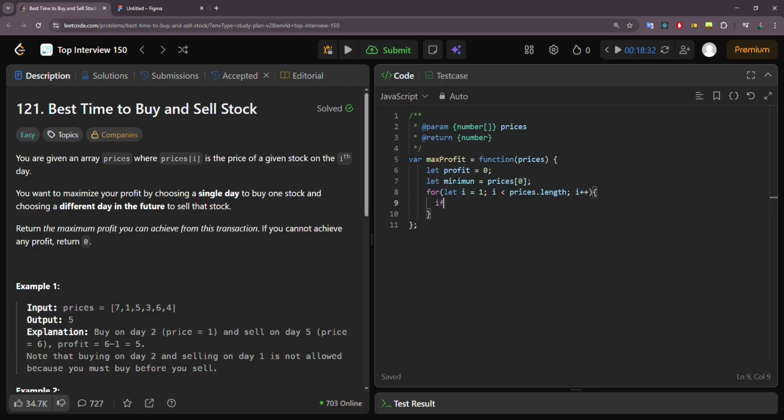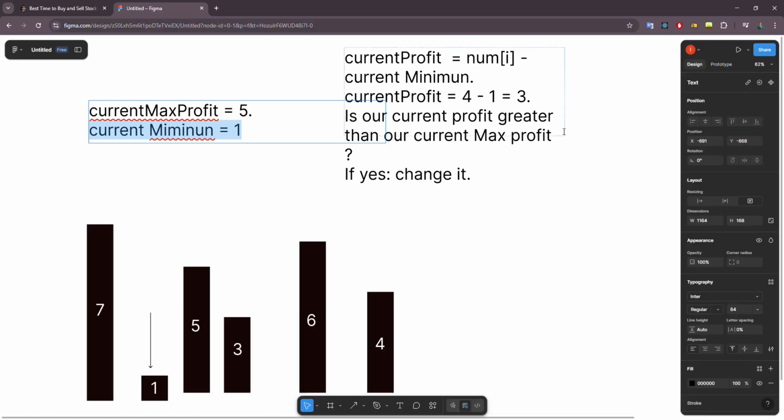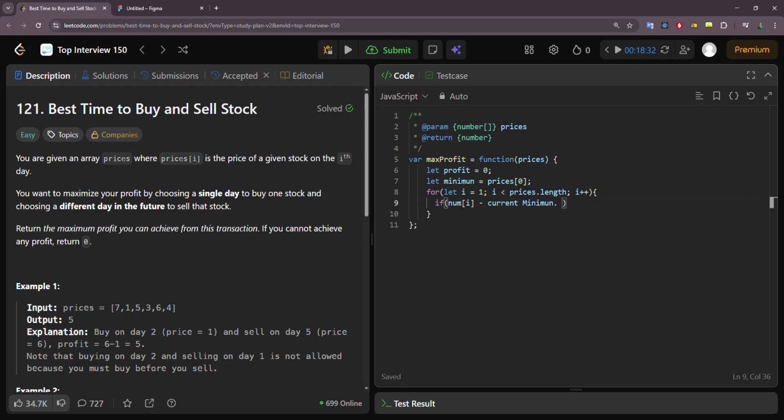So we are going to do it like this. If your prices at position E minus our current minimum is greater than our profit, we are going to say that our profit equals our prices minus our minimum. And now we have already calculated the greatest profit we can achieve.